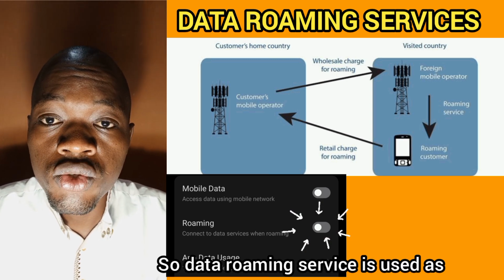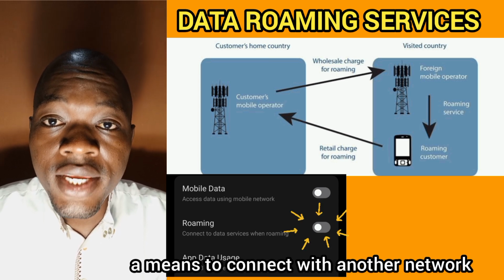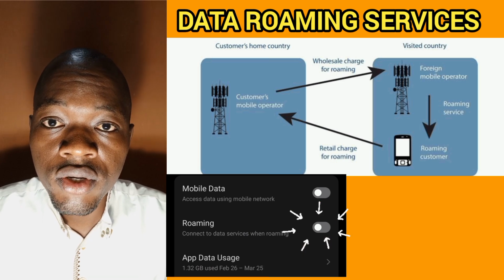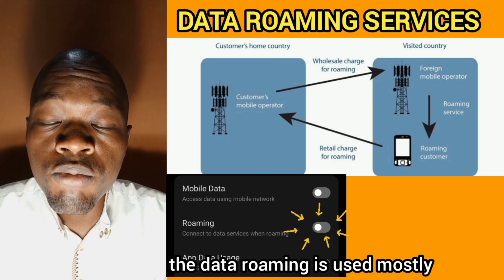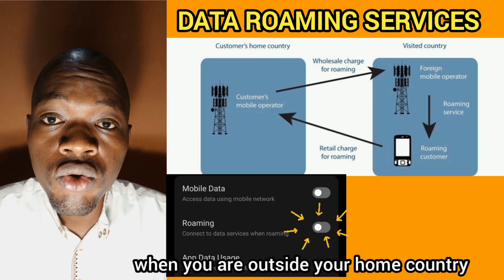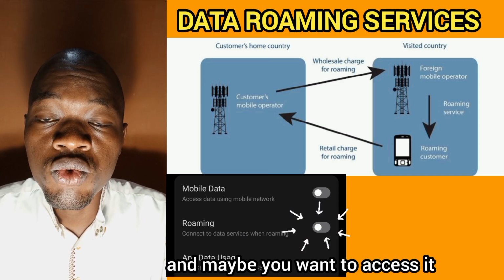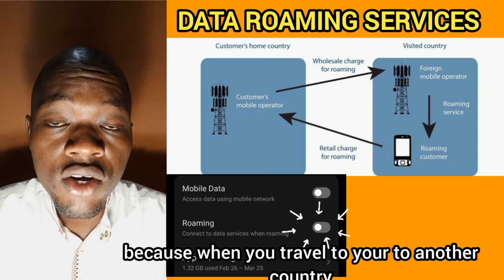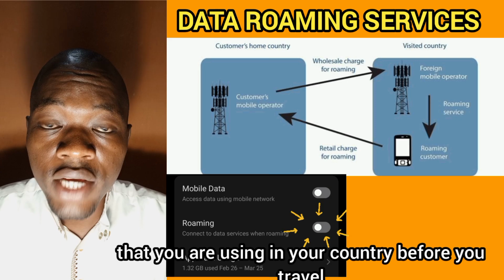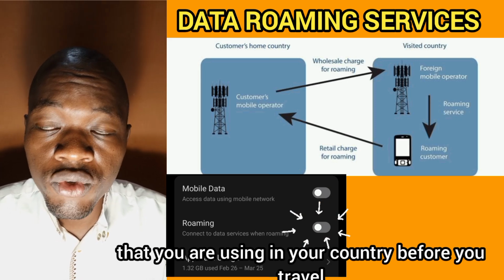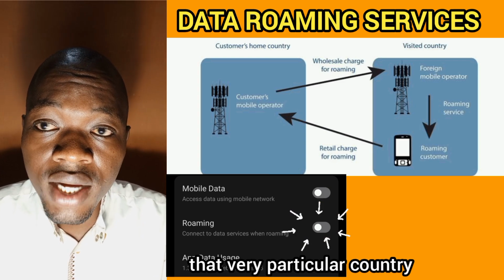So the data roaming service is used as a means to connect with another network that is not the network you are using. Data roaming is used mostly when you are outside your home country, like when you travel abroad to a different country. You may discover that the SIM card or network you use in your country is not strong, or is not even working in that particular country.